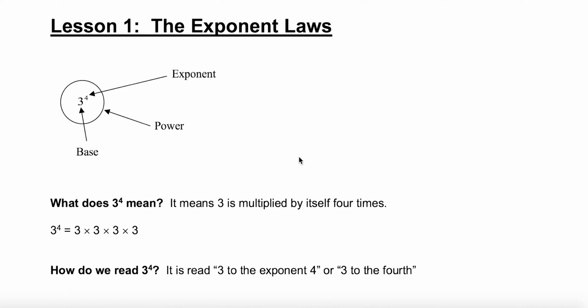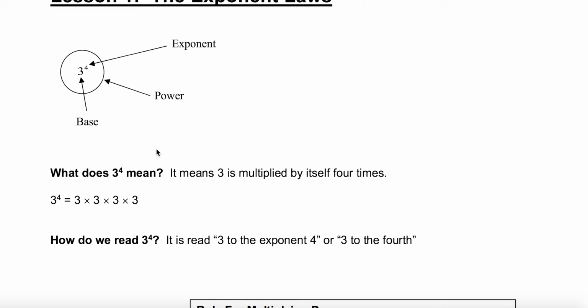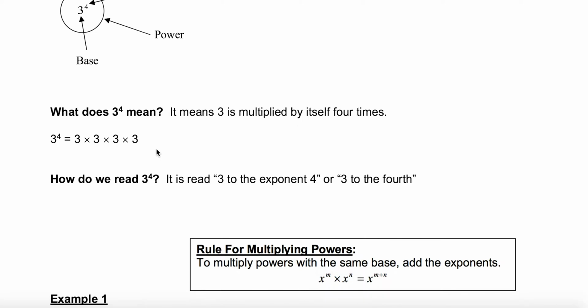Okay, here is our first lesson of Unit 3 on the exponent laws, which should be review, but we can go over it again. We're looking at exponents, so the base here is 3 and the exponent is 4, so the entire thing is called a power. What does 3 to the 4th mean? It means that 3 is multiplied by itself 4 times. So 3 to the 4th is 3 times 3 times 3 times 3.